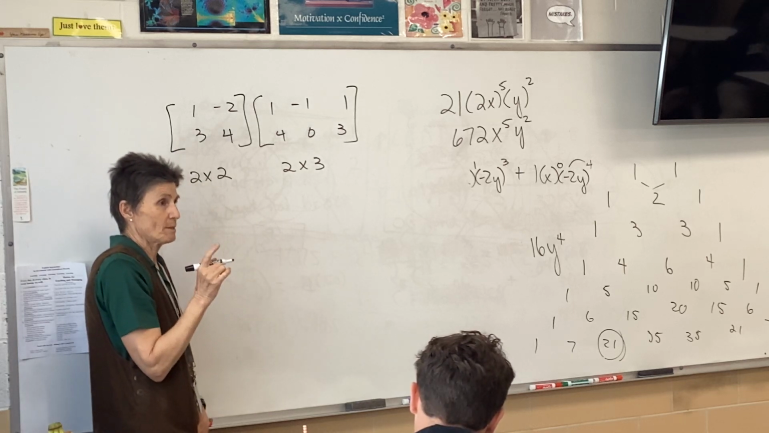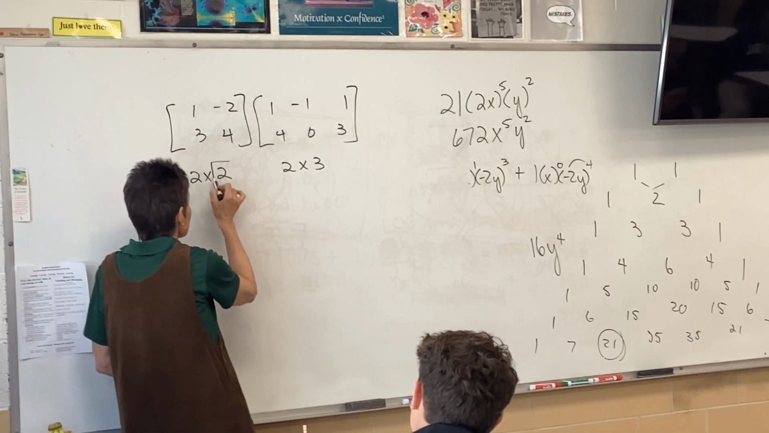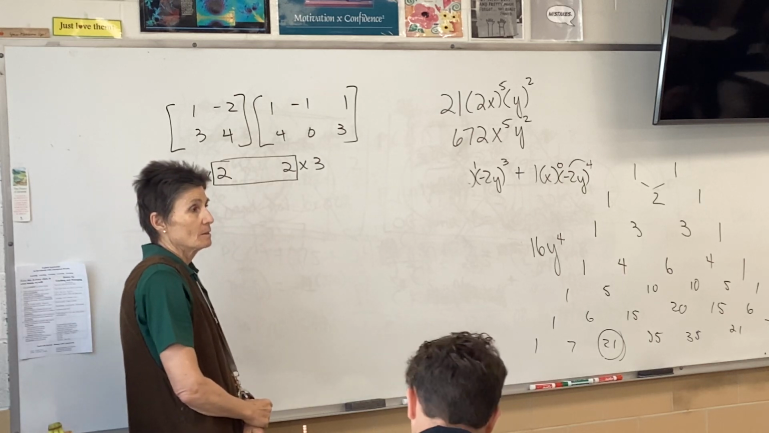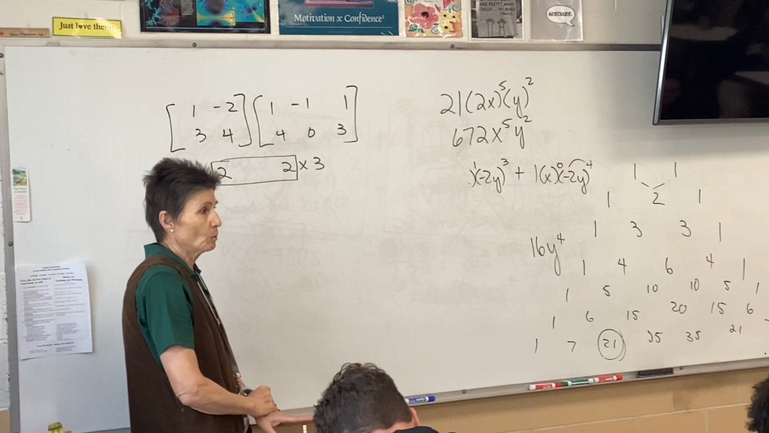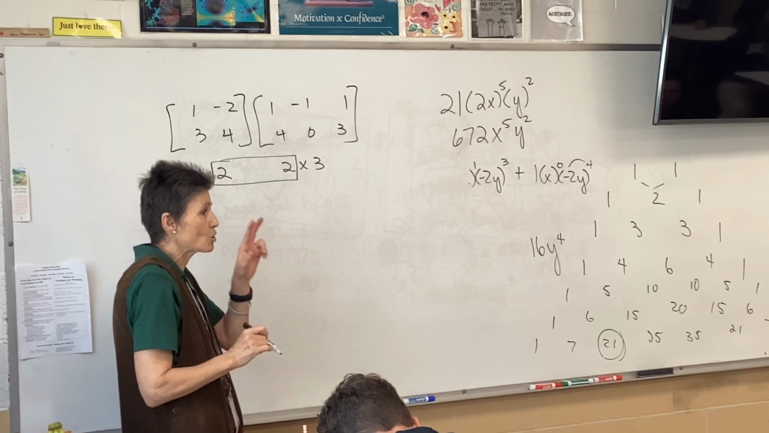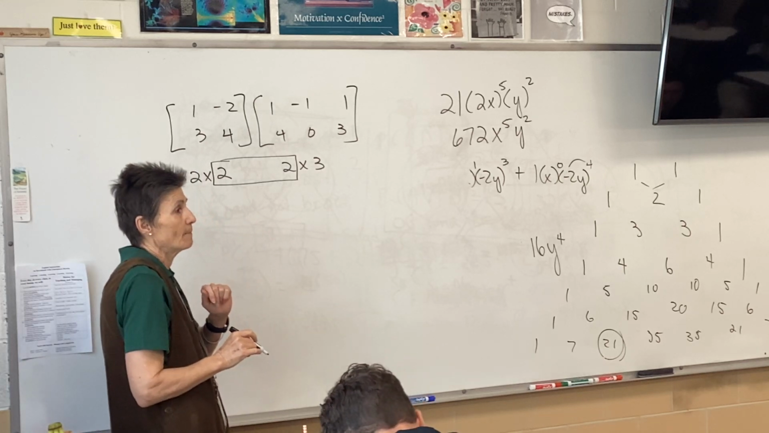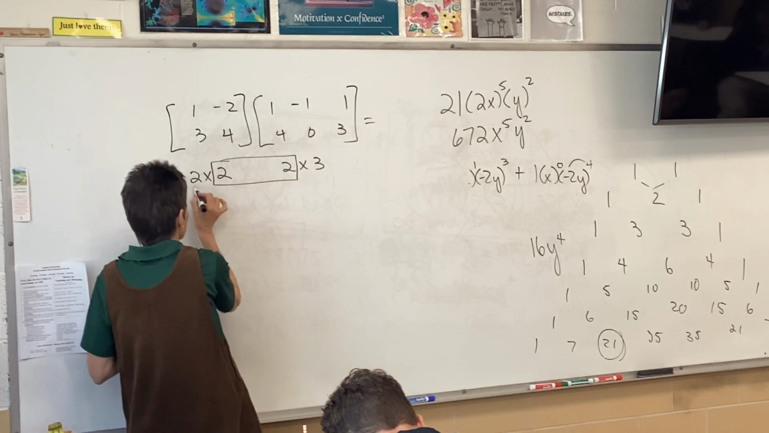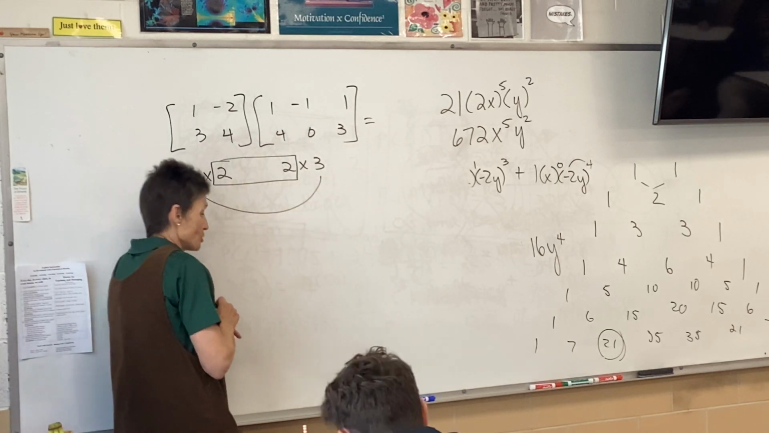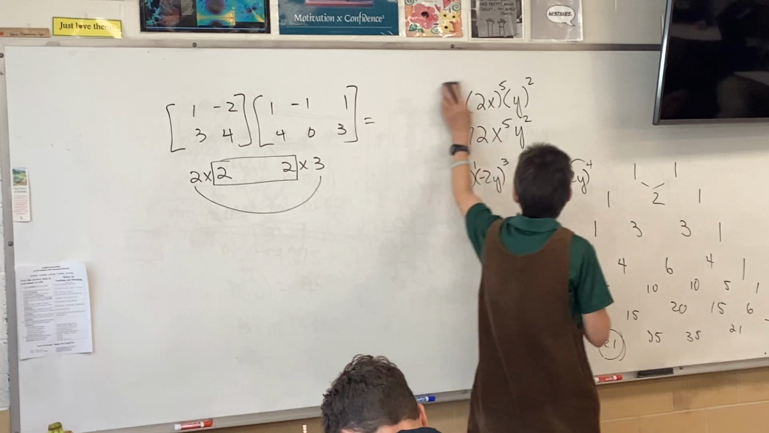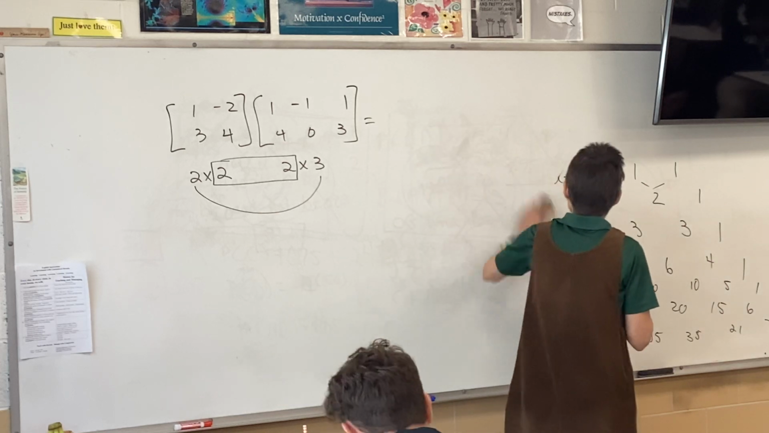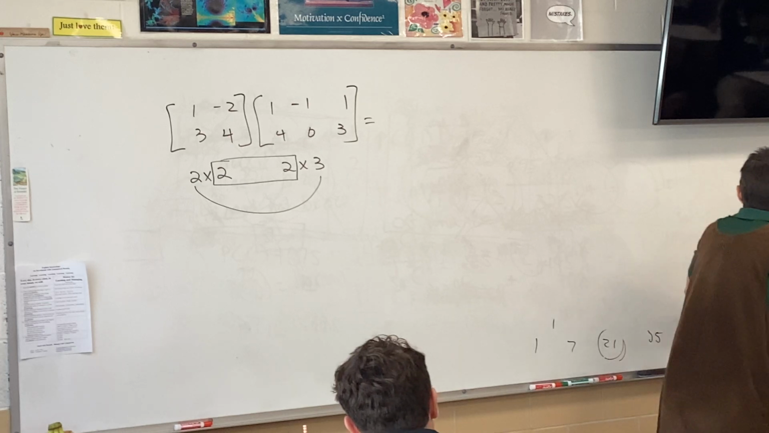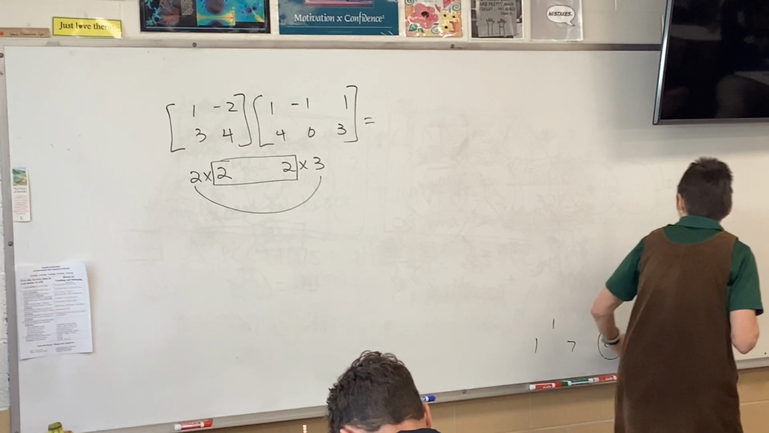When we multiply, these numbers must match. That's the only rule. We don't care about anything else. Those two must match. The answer, the product then, will be these. So the answer to this is going to be another 2 by 3 matrix. Okay?